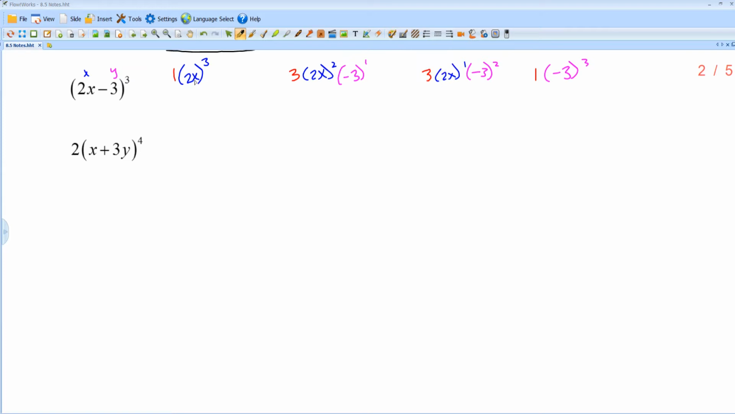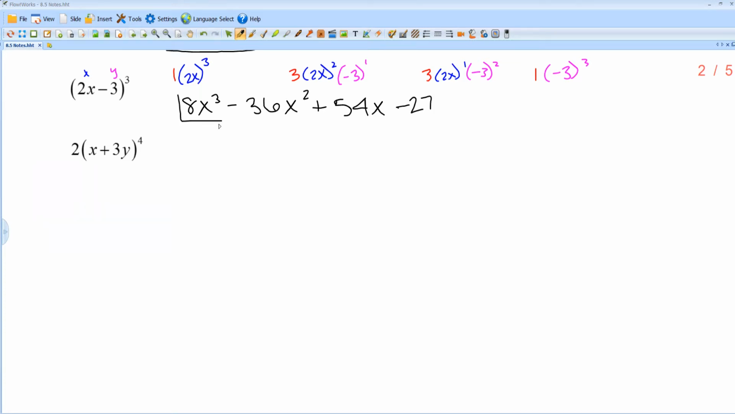Then for the final answer, I just multiply things out. So 2 cubed is 8, so 8x cubed, plus 2 squared is 4, times 3 is 12, times negative 3 is negative 36. So I'm actually going to get rid of this plus, make it negative 36x squared. In this case, I will have a plus. I'll keep it. 2 to the first power is 2, times 3 is 6, times this will get positive 9. 9 times 6 is going to give me 54x. And then negative 3 cubed is just going to give me negative 27.